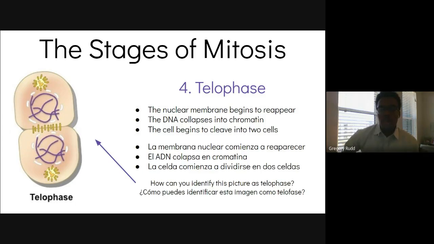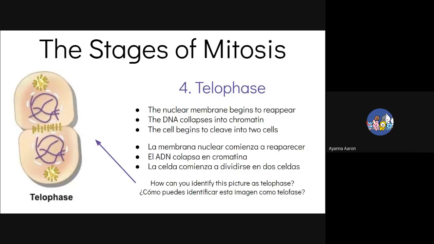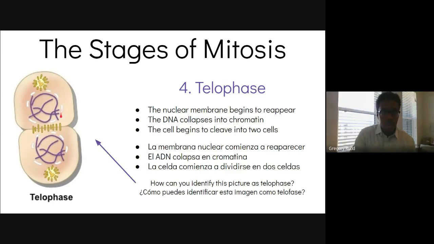So again, last one, how can we identify this picture as telophase? What's the clue? What are the clues? You can see the nuclear membrane starting to show up again. Excellent, Ayana, yes. You can see that these white dotted lines are back, and that represents that the nuclear membrane is starting to reform. Anything else?